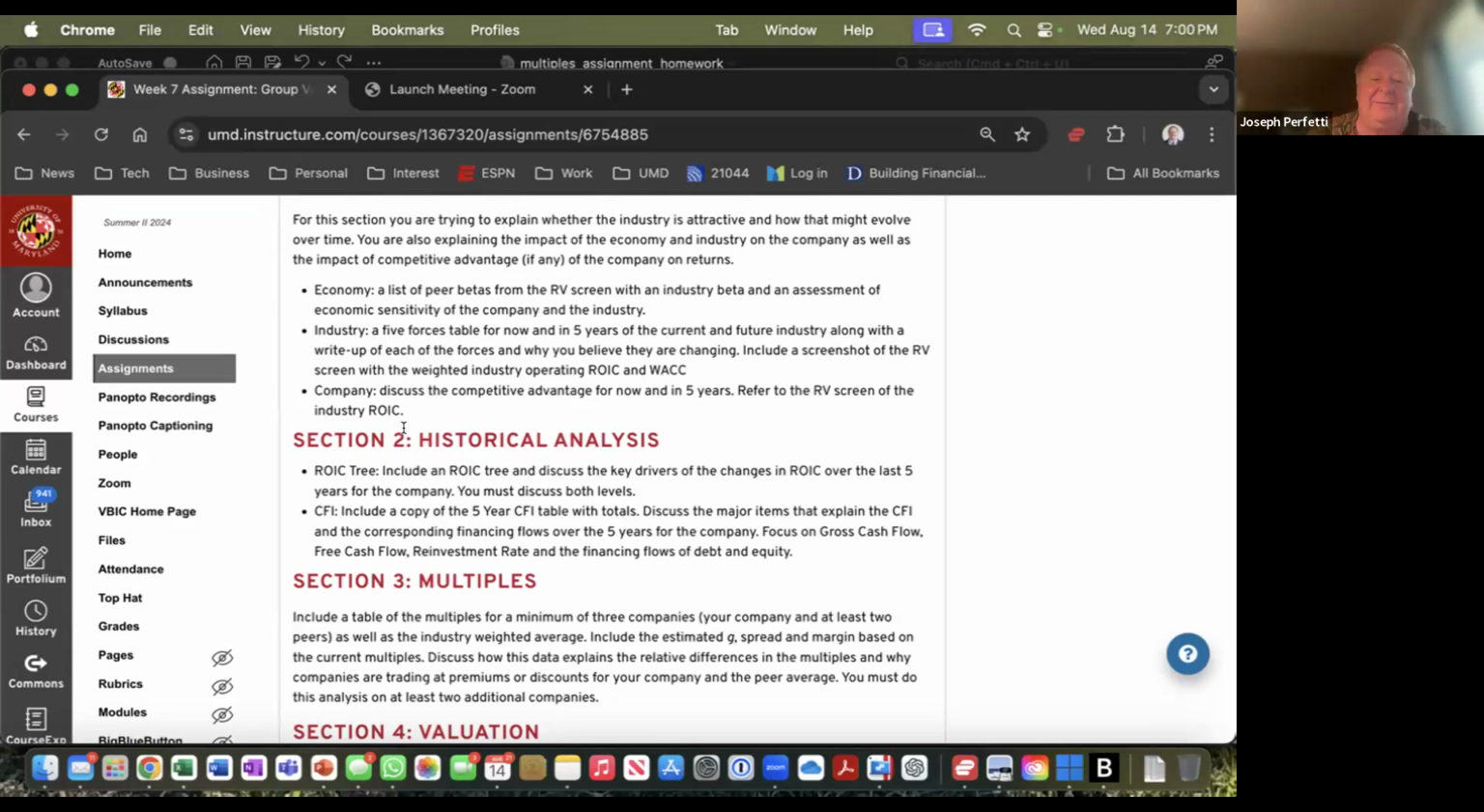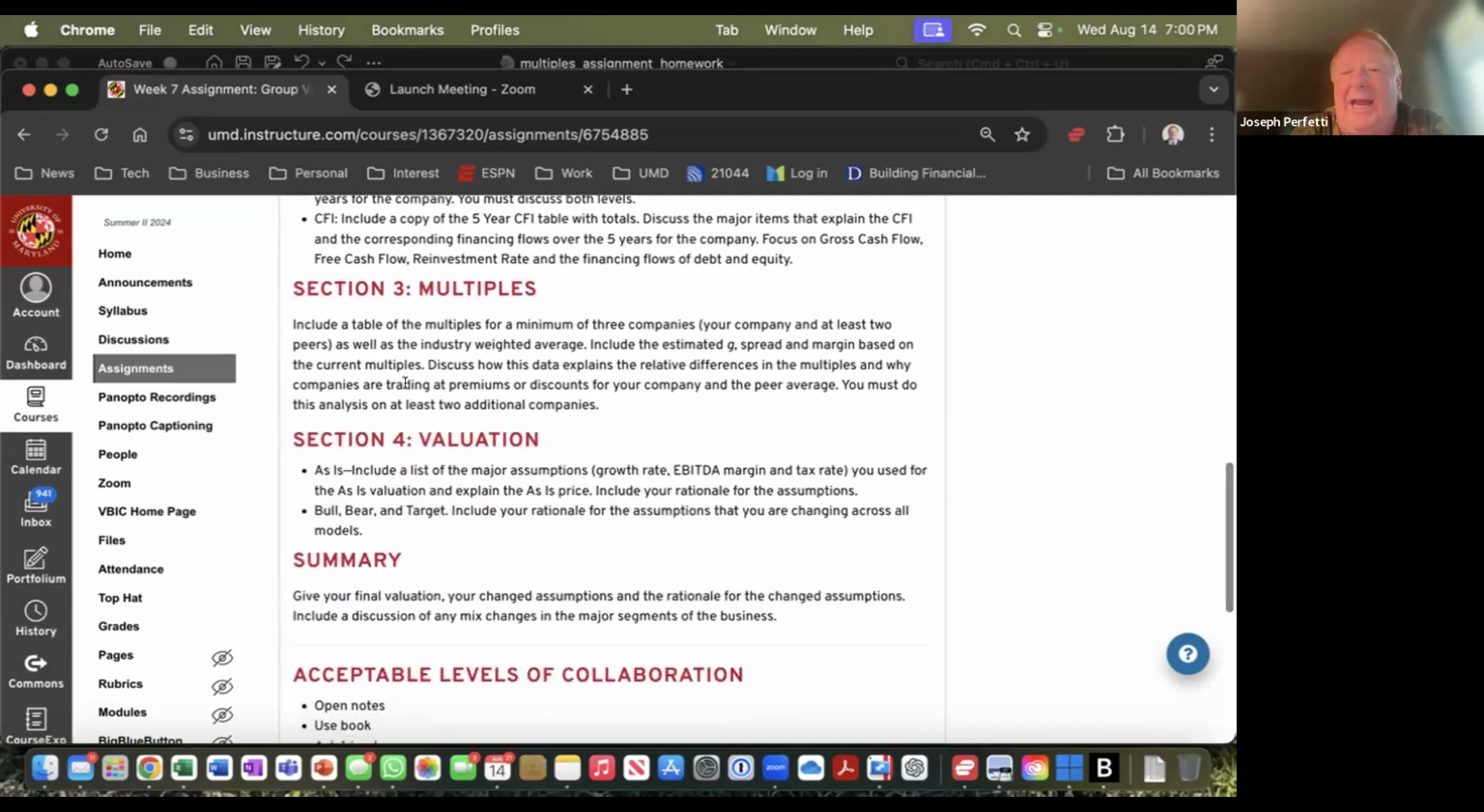And then the final 5 minutes is the valuation: bull, bear, target, talking through the assumptions as you went through each of the 3 models, just like you did in your homework assignment. Okay, so that's what the PowerPoint is going to entail. That's kind of your end of semester group project.